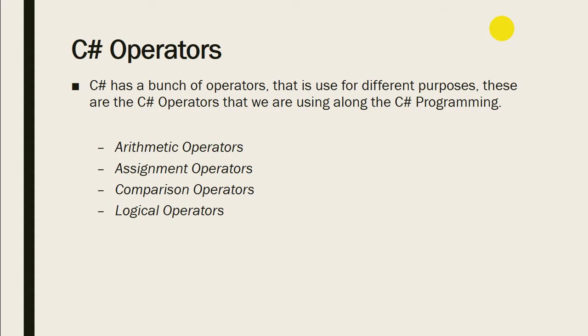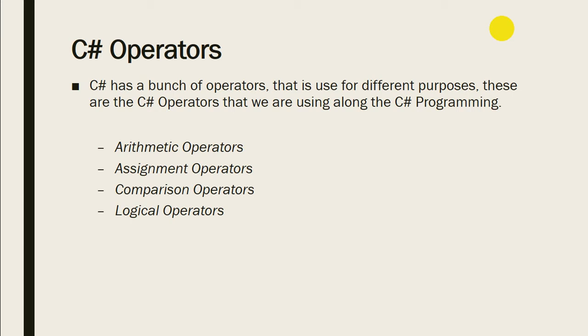The operators that are used along with C# programming are, first, the arithmetic operators. Arithmetic operators are used for mathematical operations, for example addition, subtraction, multiplication, division, and the mod operator or modulus. These are the arithmetic operators, used for mathematical operations.